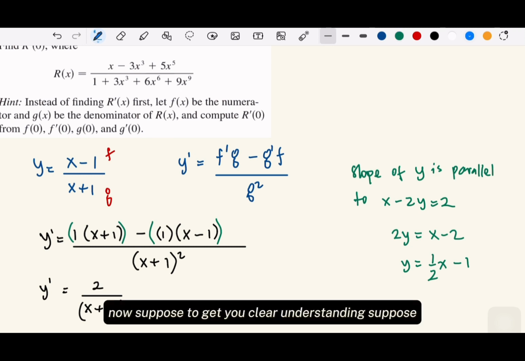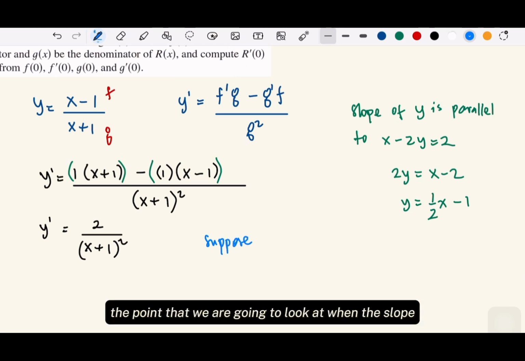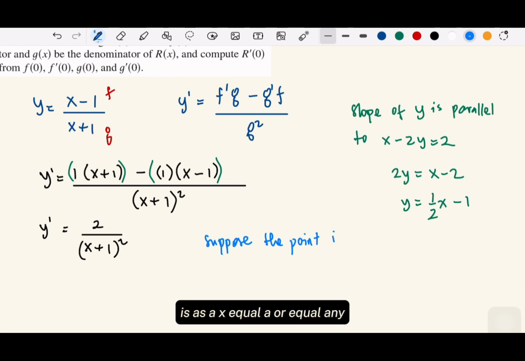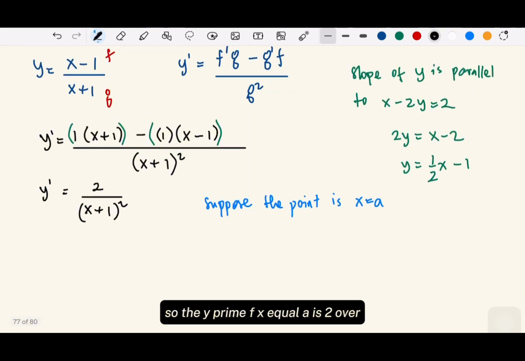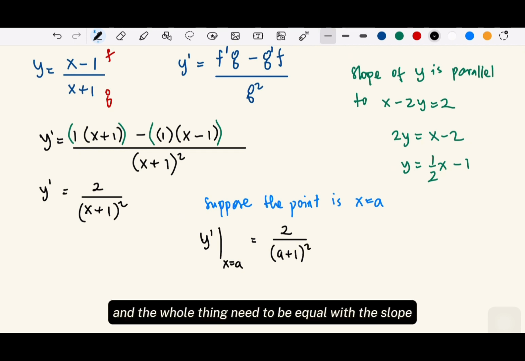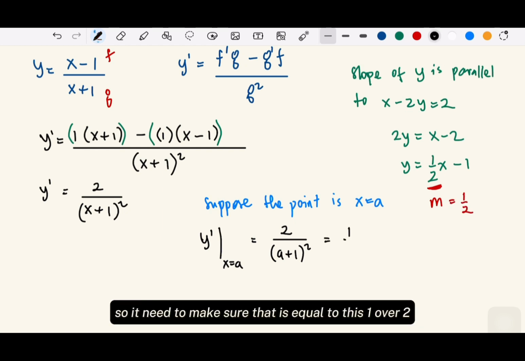Now, to give you a clear understanding, suppose the point that we are going to look at when the slope is happening is, let's say, x equal a, or any variable you want. So y prime at x equal a is 2 over a plus 1 squared, right? And the whole thing needs to be equal to the slope of the parallel line. So the slope is 1 over 2. So we need to make sure that it's equal to this 1 over 2. So we need to solve this and find what a is.